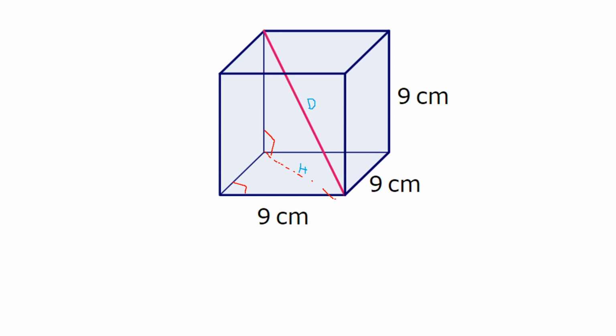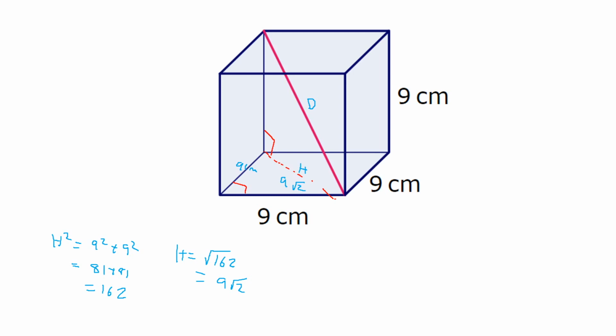So let's do that. We know this is 9 centimeters. So h squared is just going to be equal to 9 squared plus 9 squared, which is equal to 81 plus 81, 162. And now we know that h will then be equal to the square root of 162, which is the same as 9 root 2. I'm just going to keep it as 9 root 2 for now, because we need to work out what d is, d for diagonal.